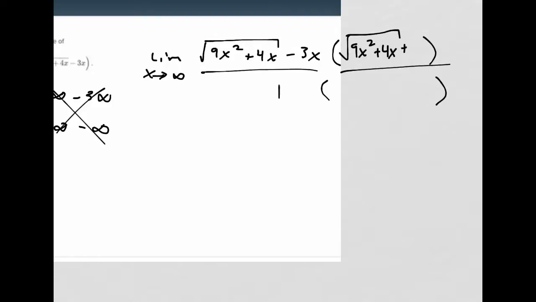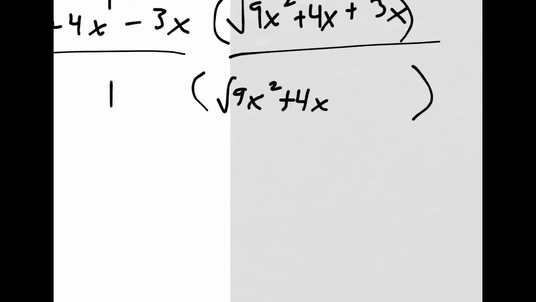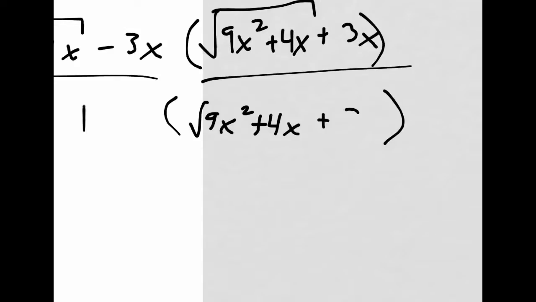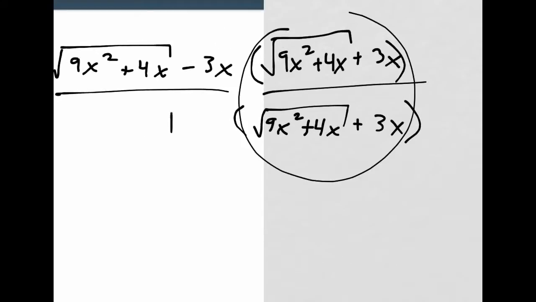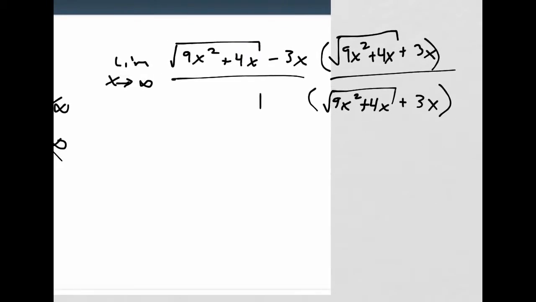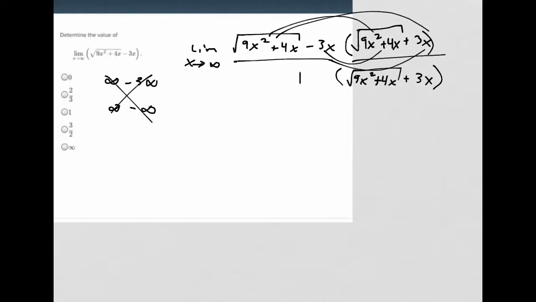So I'm going to have a plus there, change it to an addition, and if I multiply on the bottom the same thing, it's okay because I'm just multiplying by 1. Nothing changes. Right now, this is just a fancy way of writing 1. So I multiply that, and I multiply this out.